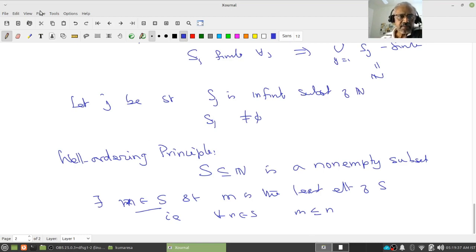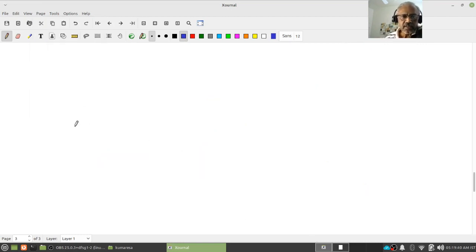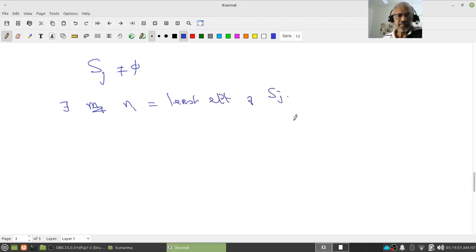Okay, so I want to make use of this. Now Sj is not empty, right? Therefore there exists, let us call it n1, the least element of Sj. Okay, now let's look at Sj minus n1. Can this be empty? No, because if it is empty, Sj must be a singleton, but Sj is an infinite set, therefore this is not empty, and this is again a subset of natural numbers.